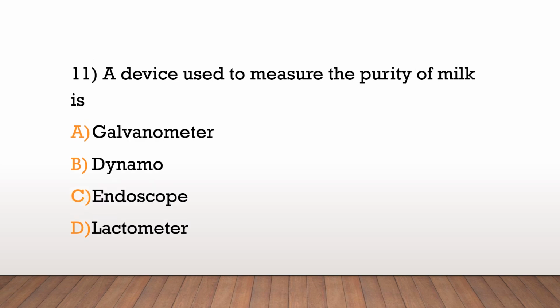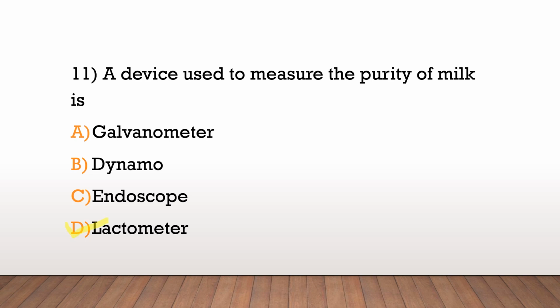11th question is a device used to measure the purity of milk. A. Galvanometer, B. Dynamo, C. Endoscope, or D. Lactometer. This is also very easy because we have learned already. So the answer is D. Lactometer.